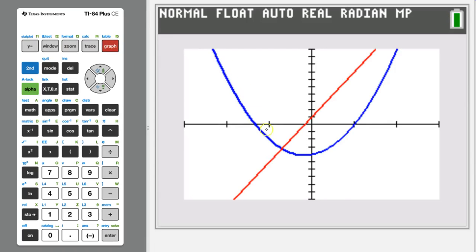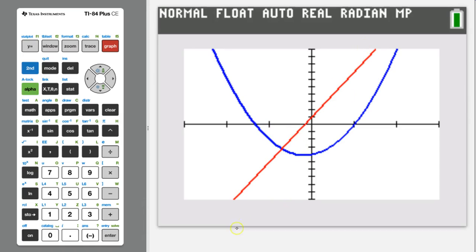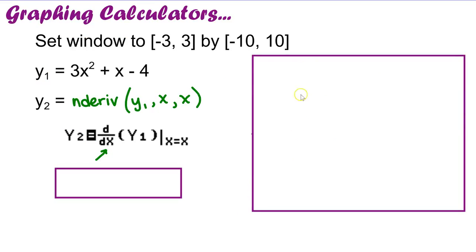So the blue one, that was the original graph, the parabola. You can see its vertex is somewhere right about here. And then the red one, that's the derivative of it. So I have that already pictured on my slide. I'm going to go ahead and just work with that so I can draw on it.